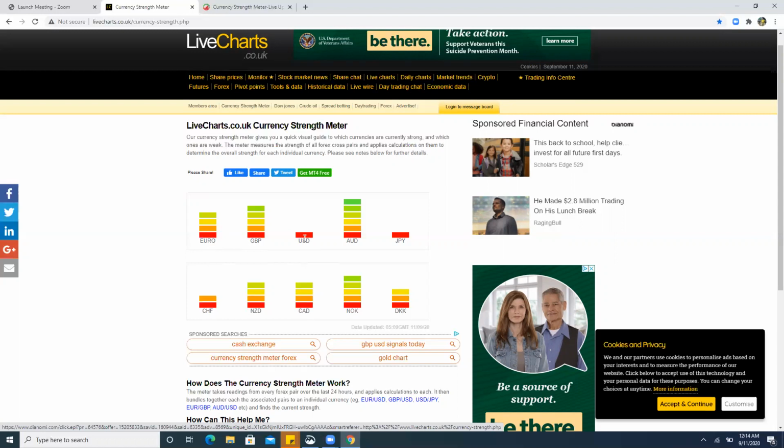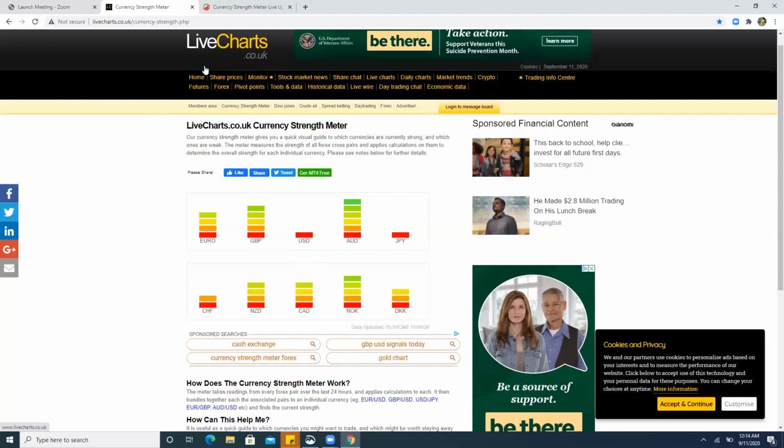Or if you're looking to sell AUD USD, and you're trying to make sure if that's a good trade or not, you can go on here and see that AUD, the Australian dollar, is stronger than the US dollar. So the pair AUD USD is going to go up. So it may not be a good idea to sell that pair.